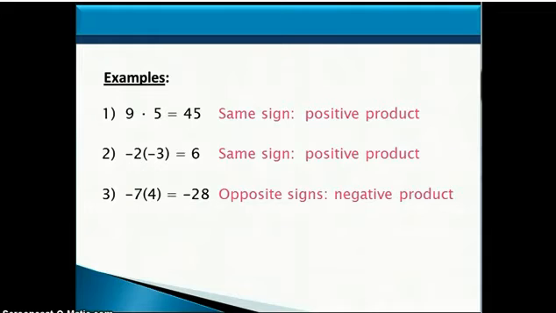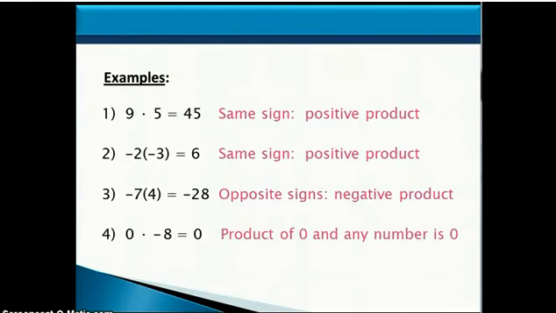In this next example, we have negative 7 times positive 4. Those have opposite signs. When we multiply two numbers with opposite signs, we get a negative product. 7 times 4 is 28, and because we're multiplying opposite signs, we get negative 28 as our product. This last example, we're multiplying 0 times negative 8. Now, it doesn't matter what sign the negative 8 is, because 0 times any number is 0.